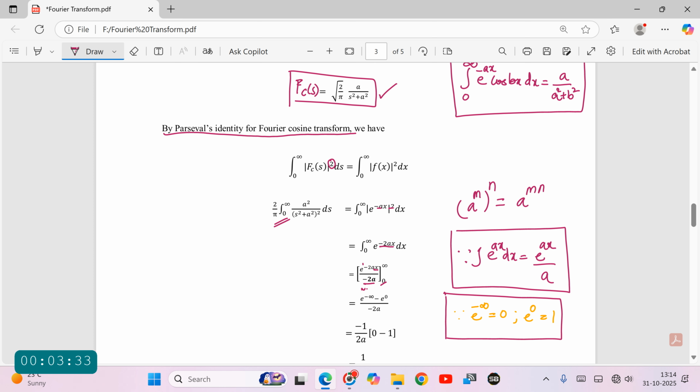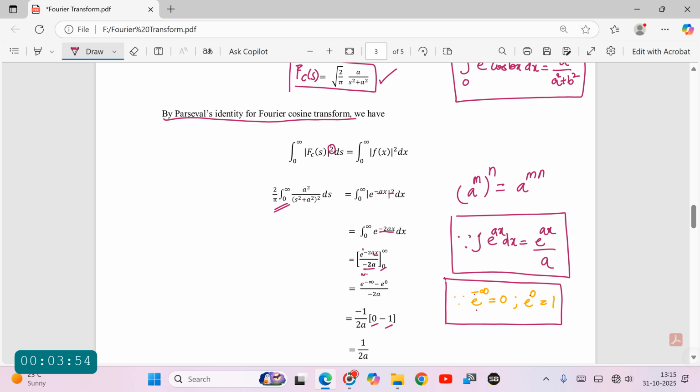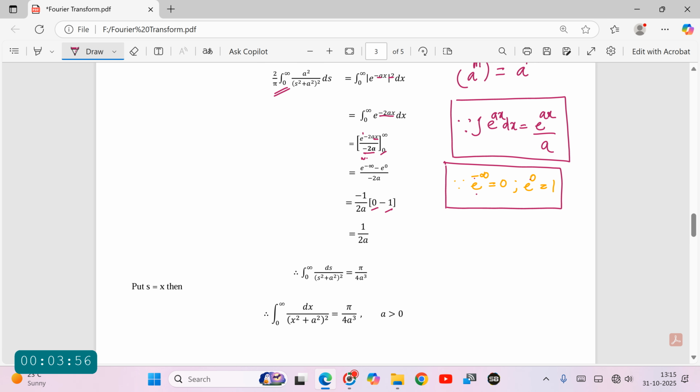0 into anything is 0, so e power 0 divided by minus 2a. We know the value of e power minus infinity is 0, and the value of e power 0 is 1. So substitute: 0 minus 1 is minus 1. Minus 1 into minus 1 gives plus 1 by root 2 by pi.